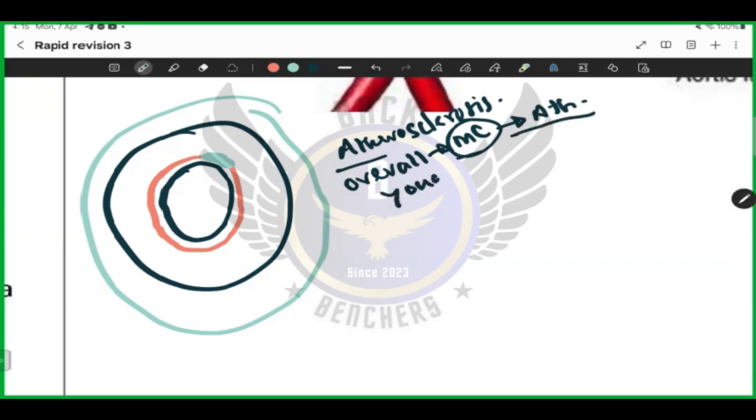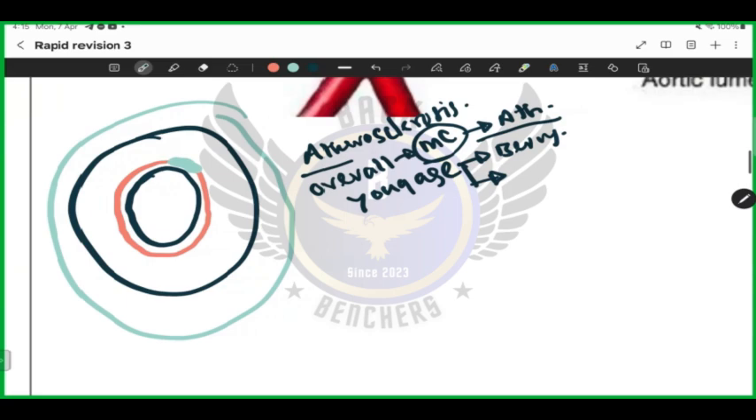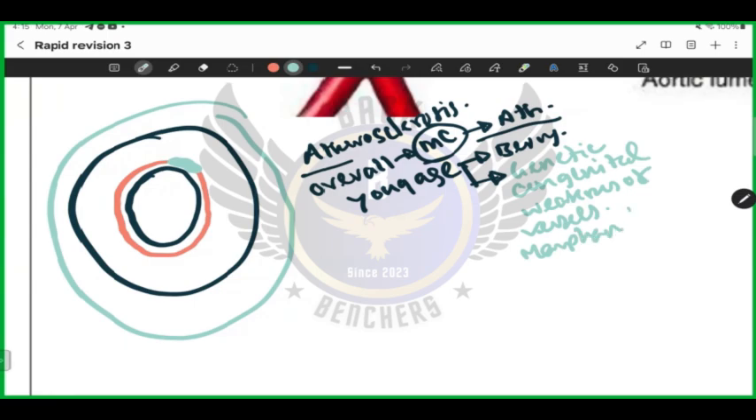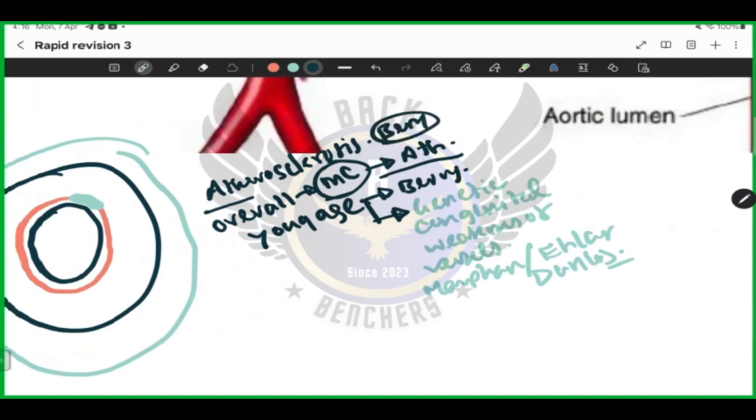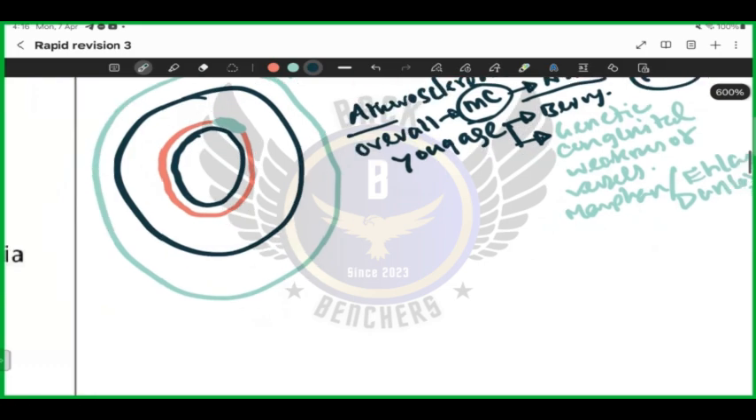Now, if young people have an aneurysm, be it berry aneurysm or other aneurysm, in young age it's mostly genetic, congenital weakness of vessels, like in Marfan syndrome or Ehlers-Danlos. If they ask about the cause of berry aneurysm, atherosclerosis due to hypertension or other causes, mostly hypertension, 90% of cases. When I describe the pathology, we'll be very sure about it.